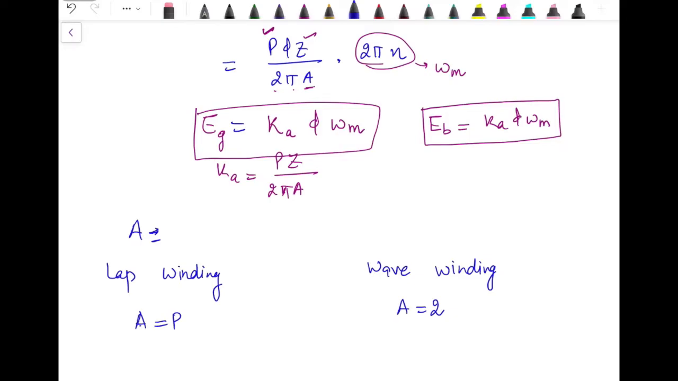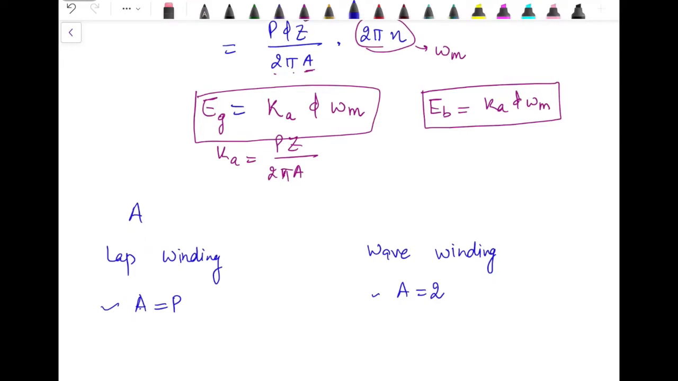Since the number of parallel paths is more in case of lap winding, it is used for high current DC machines, while wave winding is used for lower current DC machines. This lap winding and wave winding depend on the construction, and once designed they will remain the same. We can't change them. So it will always be given in the problem whether the machine is lap wound or wave wound. Accordingly, you have to choose the number of parallel paths.